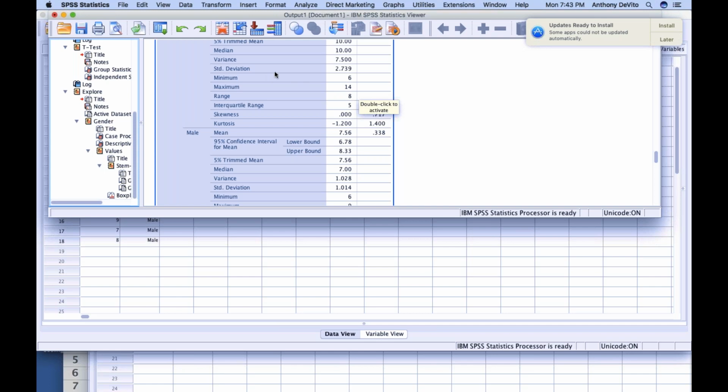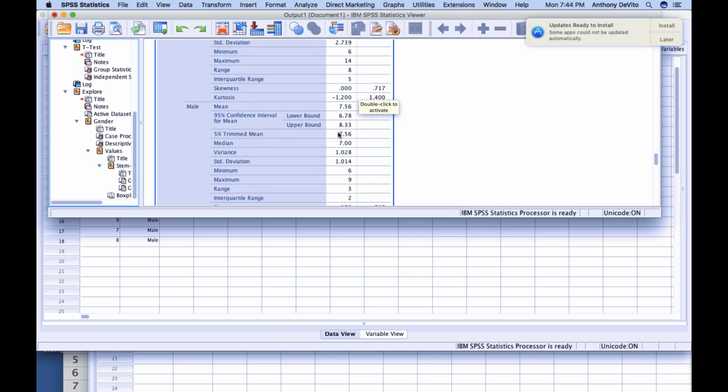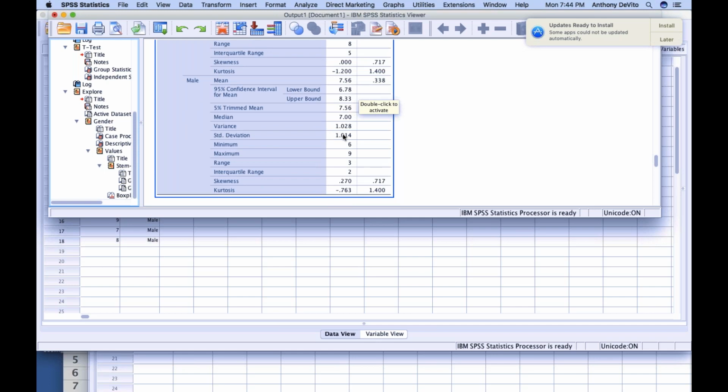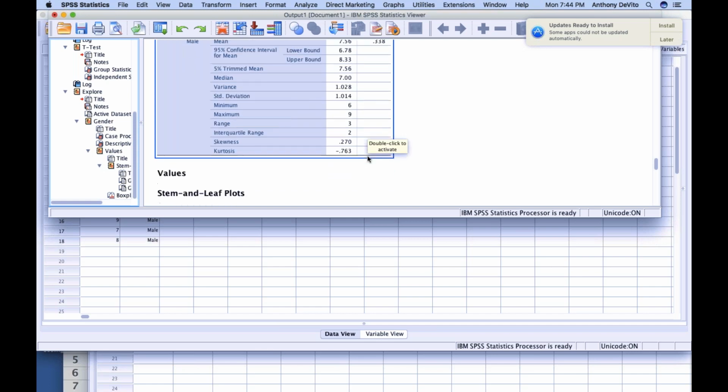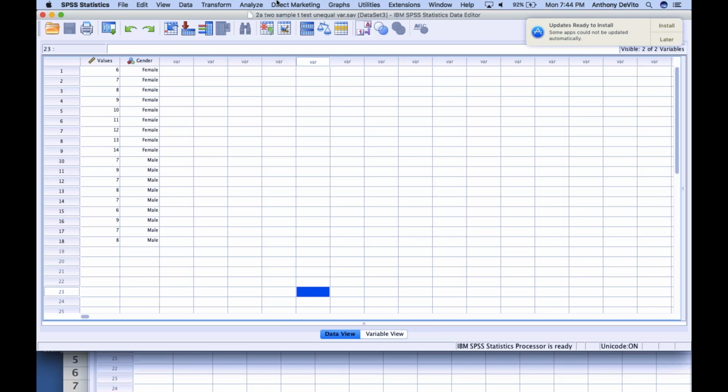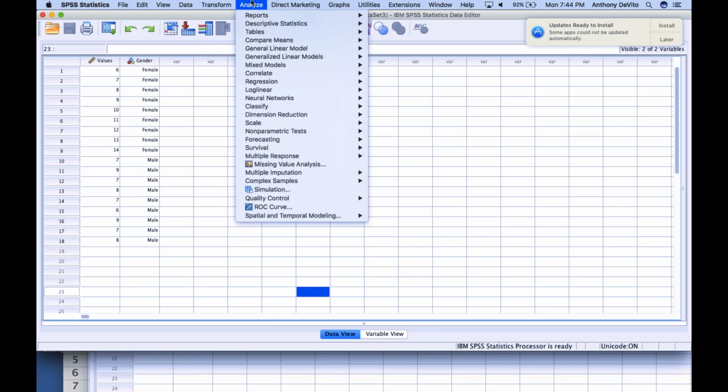Except this time, the standard deviation for the sample of females is 2.73, and the standard deviation for males is about 1. 1 versus 2.7. 2.7 is more than double the other, right? So I would use that second page for the formulas to calculate the t-score. We're not going to have time to do that, but that's how I would handle it.